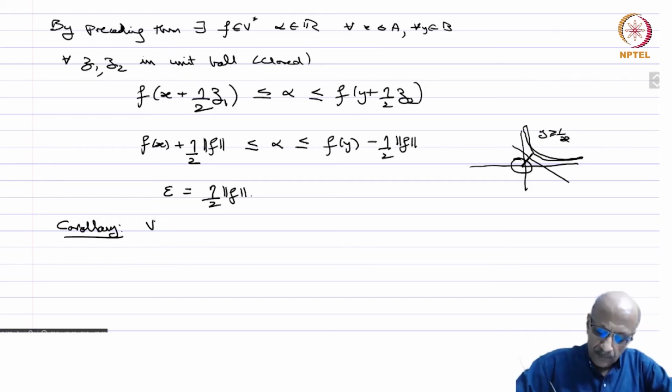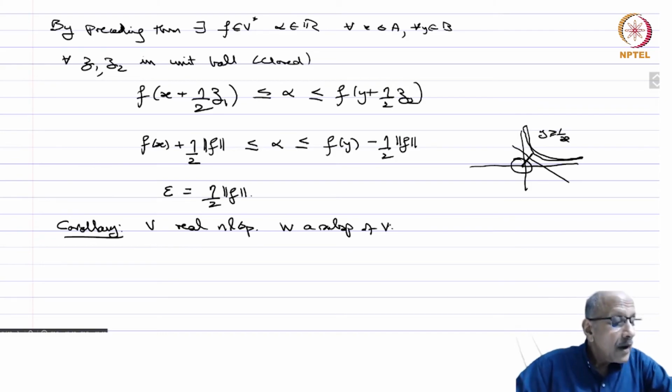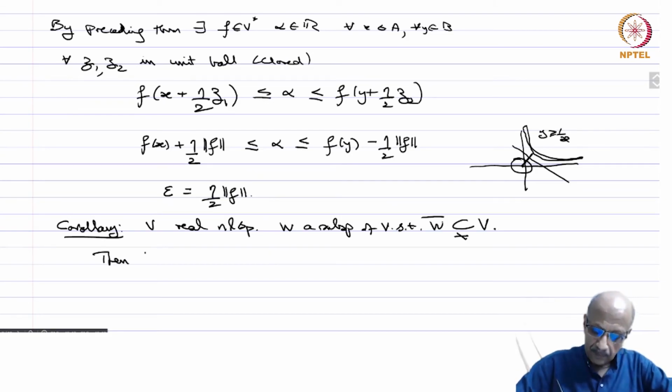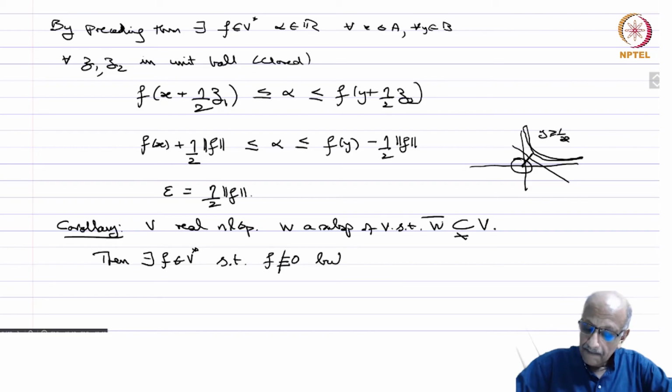So let V be a real normed linear space, and W a subspace of V such that W closure is properly contained in V. Then there exists an f in V star such that f is not identically 0, but f restricted to W is identically 0.